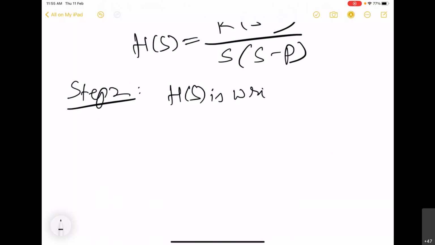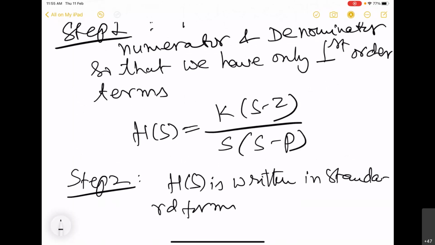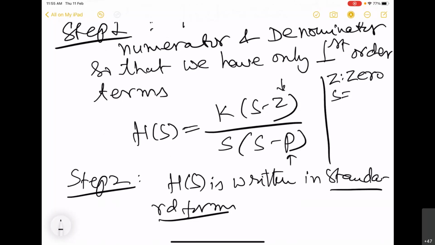Before we go for this standard form, I would like to point out why we are using the symbol Z here and why we are using P here. So this Z is used for 0, and here you can see that when S is equal to Z, H(S) is going to be 0.